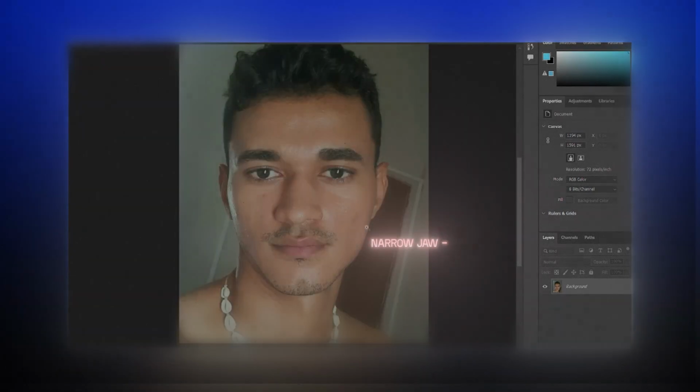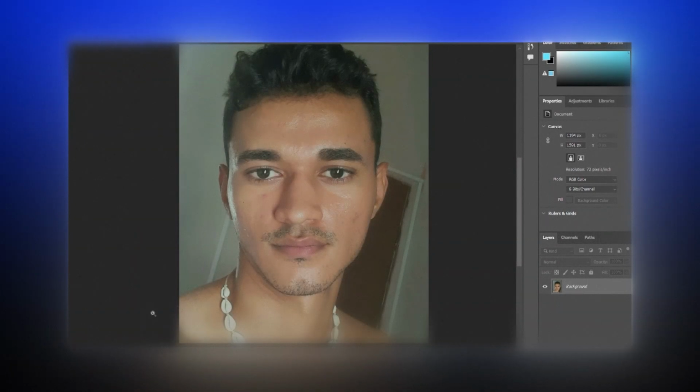If we start with phase one, quite a narrow jaw, thin neck. So definitely check out the guide and go through it. The other thing that really comes to my attention is the eyebrows. They're slightly short here and they're slightly too thick.